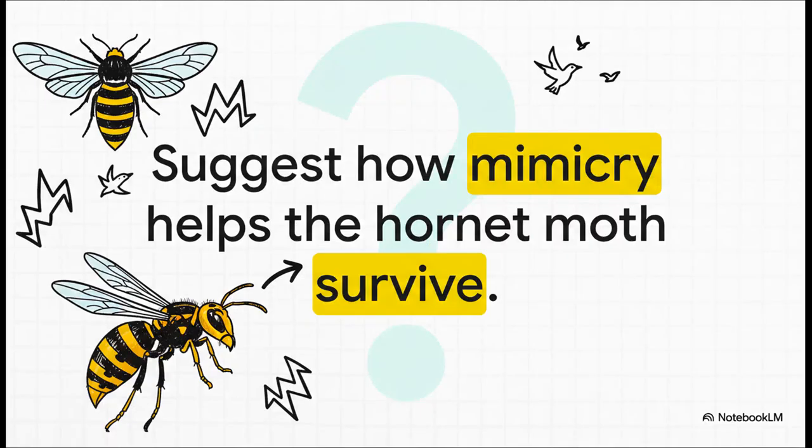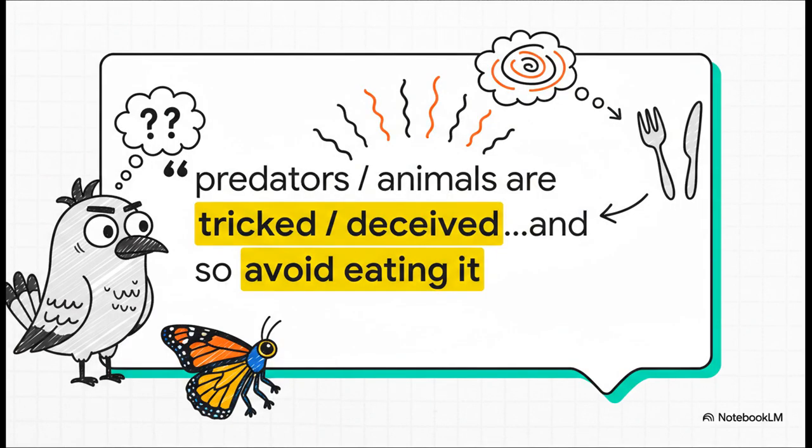So the question wants you to suggest how looking like a dangerous hornet helps the completely harmless hornet moth survive. That command word, suggest, means you need to apply what you know about biology to a new scenario. It's only worth 1 mark, so you've got to be quick and to the point. And there it is. That's exactly what the examiner wants to see. The perfect 1-mark answer is that predators are tricked or deceived by its appearance and therefore avoid eating it. You see the logic? The key is to link how the moth looks directly to a predator's behavior, which is what helps it survive. Simple as that.